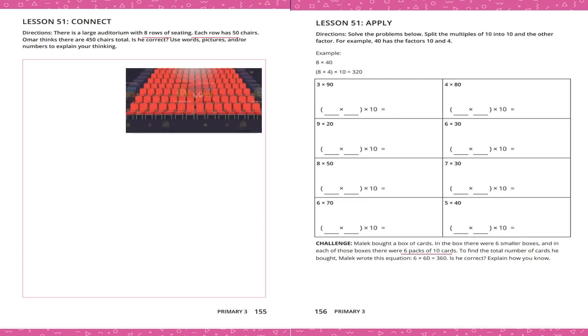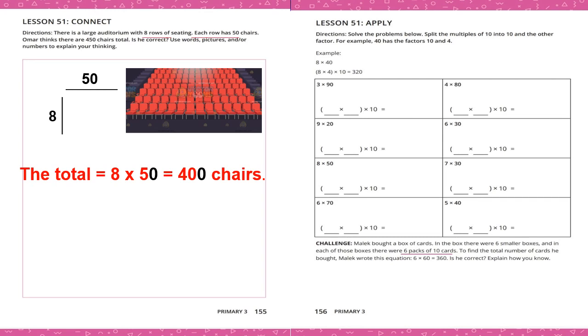Okay, we have a large auditorium, like this picture. He said 8 rows, each row has 50 chairs, like an array. What shall we do to get the total number of chairs? We must multiply to get the total number.